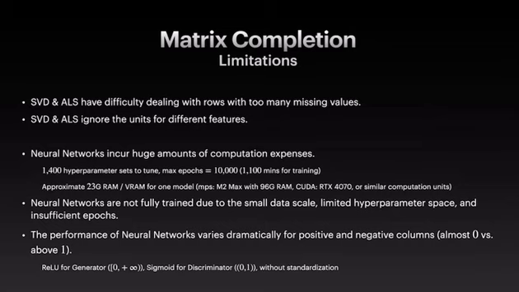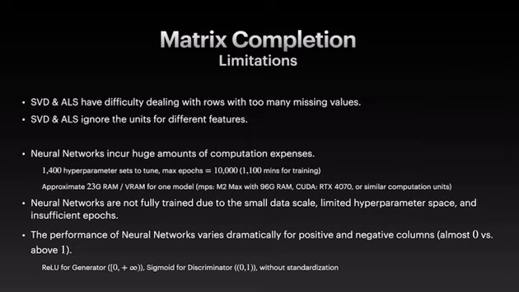And our limitations: first, our two unsupervised learning methods have difficulty dealing with rows with too many missing values. For our 50% randomly dropped dataset, there are a few rows with all missing values, and our algorithms cannot deal with that. Also, SVD and ALS ignore the units of different values, which means we need to standardize our datasets first, complete the matrix, and do the inverse standardization to get our final dataset.